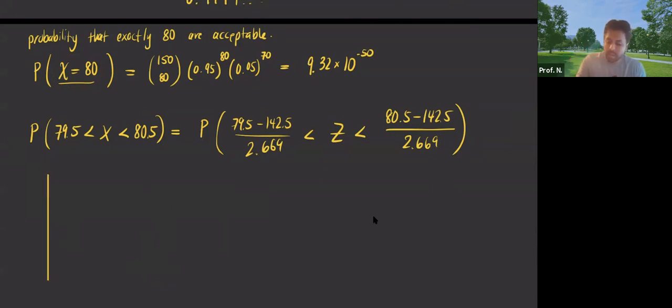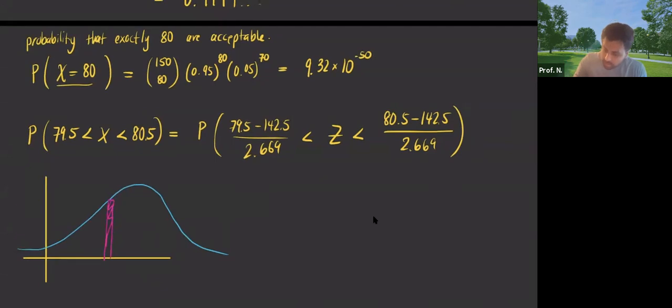It becomes a sliver underneath the normal curve, right? So this 80 here that we have, I'm just making sure that I'm finding the area of that strip. So I'm doing that by adding 0.5 and subtracting 0.5. I hope that makes sense. And then, again, this is just an approximation. This here is approximately.